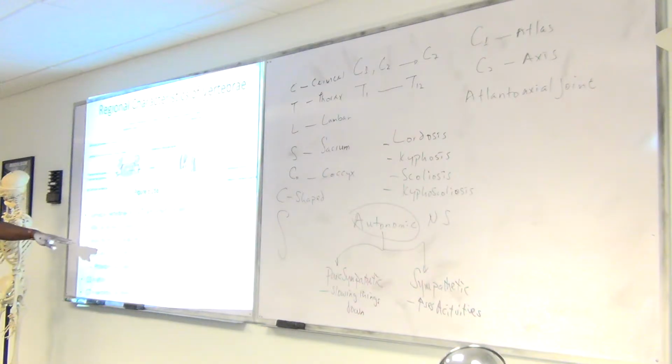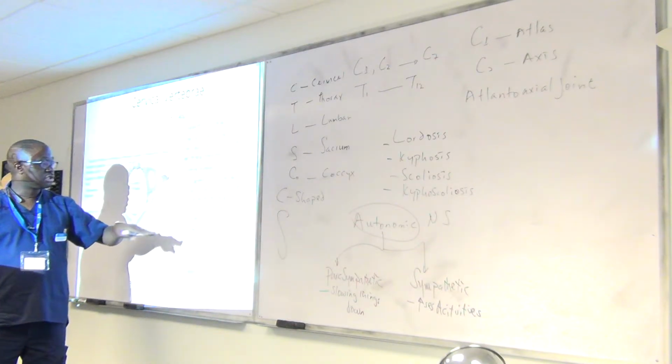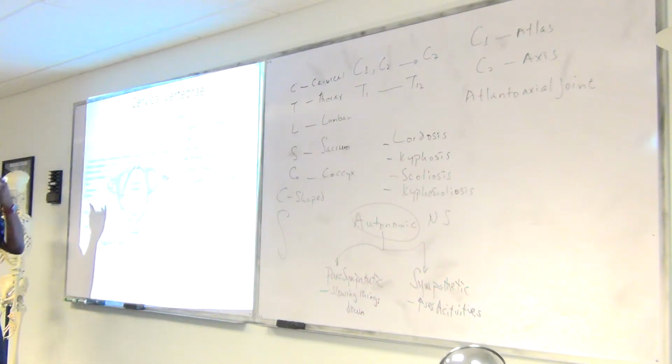So the C1, C2, we already talked about it. Okay, C1 is the atlas, C2 is the axis. All right. So very important. So the atlas, because it's on top, it supports the head. Which eventually articulates with C2, which helps with a whole lot of different types of movements. Okay, we said it forms on the posterior part a joint with the occipital, which we call the atlanto-occipital joint, which allows us to nod.